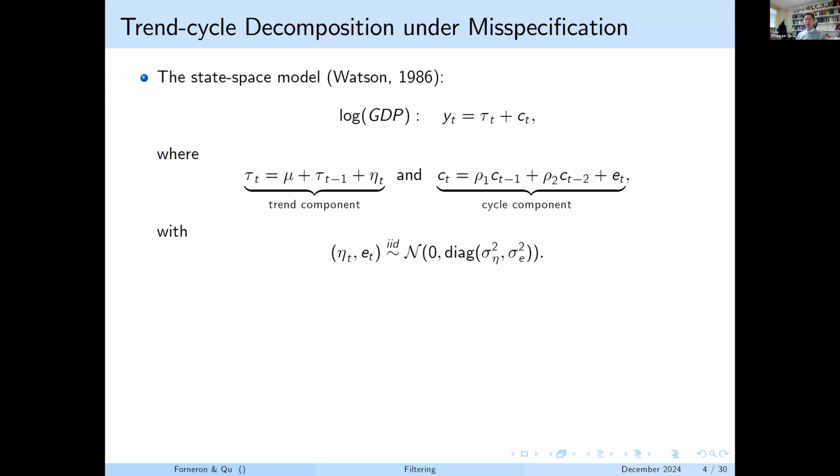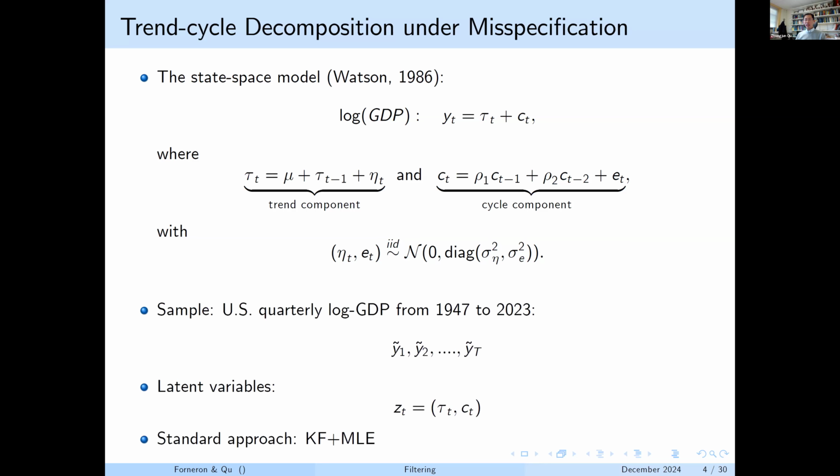The first is a Gaussian random walk component, the trend component. And the second component is a cycle component that follows a stationary AR(2). The shocks to the 2 components are required to be i.i.d. and independent of each other for identification purposes. Here, the sample contains quarterly observations from 1947 to 2023, which includes the COVID period.